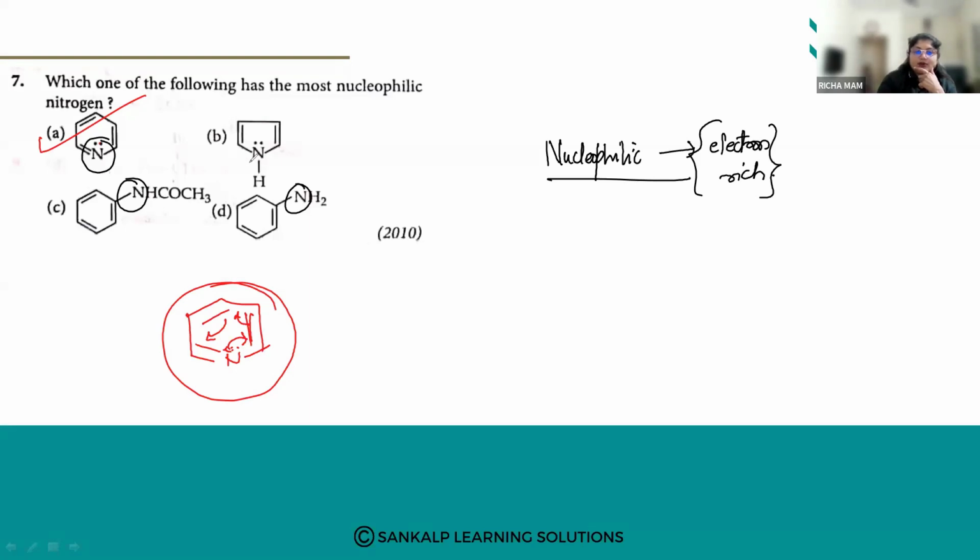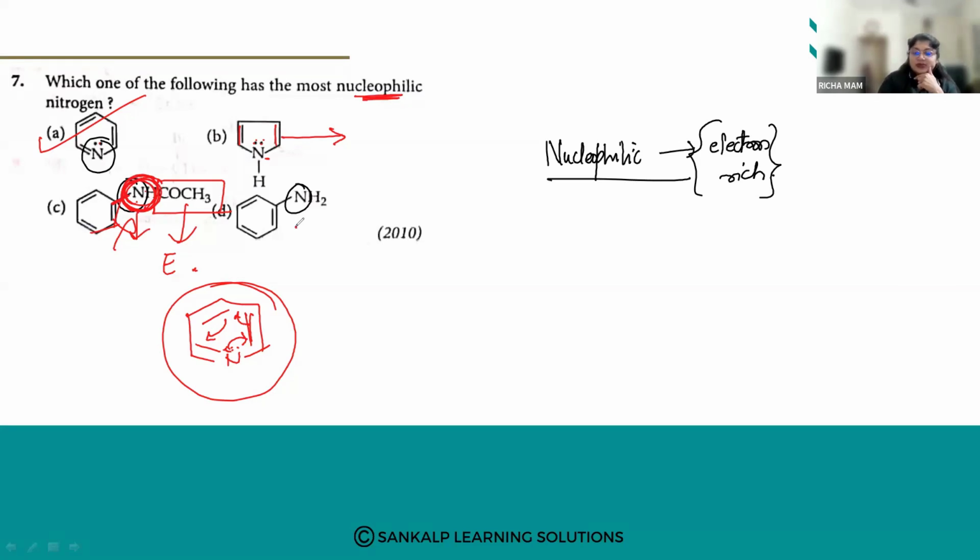When you see option number B, there is aromaticity present in this compound. These lone pair of electrons are part of the aromaticity, so because of that it is not so nucleophilic. In option number C, nitrogen is present on the benzene ring, but here you can see COCH3, which is an electron withdrawing group. As it is an electron withdrawing group, the nucleophilicity of the nitrogen is reduced. So this is also not so nucleophilic.